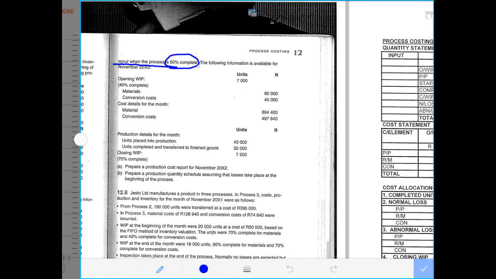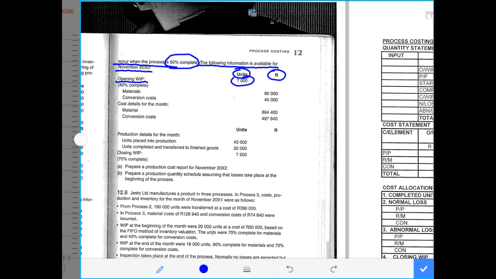They say the following information is available for the month of November in the year 2002. We are given the units and we are given the rand amounts, and they gave us the opening work in process, which is 77,000 units, and that is 40% in terms of completion. So that means our opening is 40% in terms of completion.